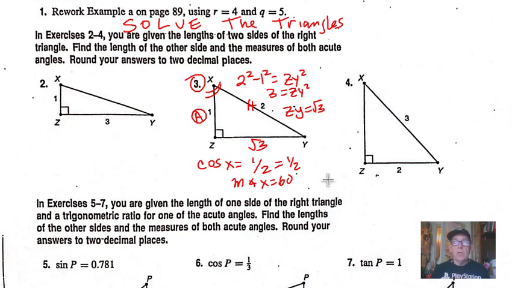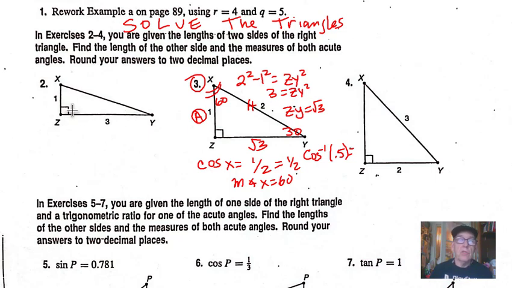Now if we didn't know that, then we would have to do inverse cosine of 0.5, which is 1/2 as a decimal, and calculate the measure using a table or the calculator, and it would give us 60 degrees for angle x. Now if x is 60, 90 subtract 60 gives us 30. Angle y must be 30. This is a 30, 60, 90 triangle, and the triangle is completely solved.